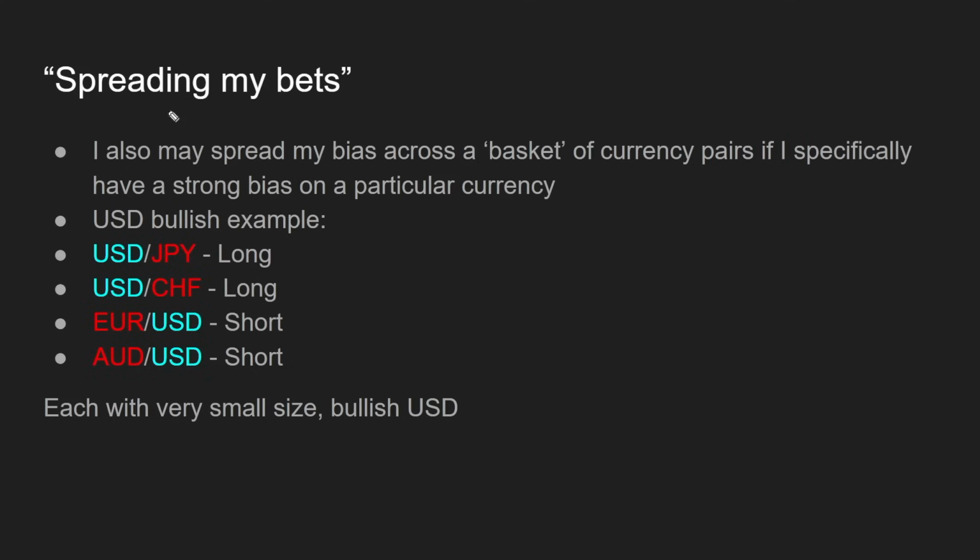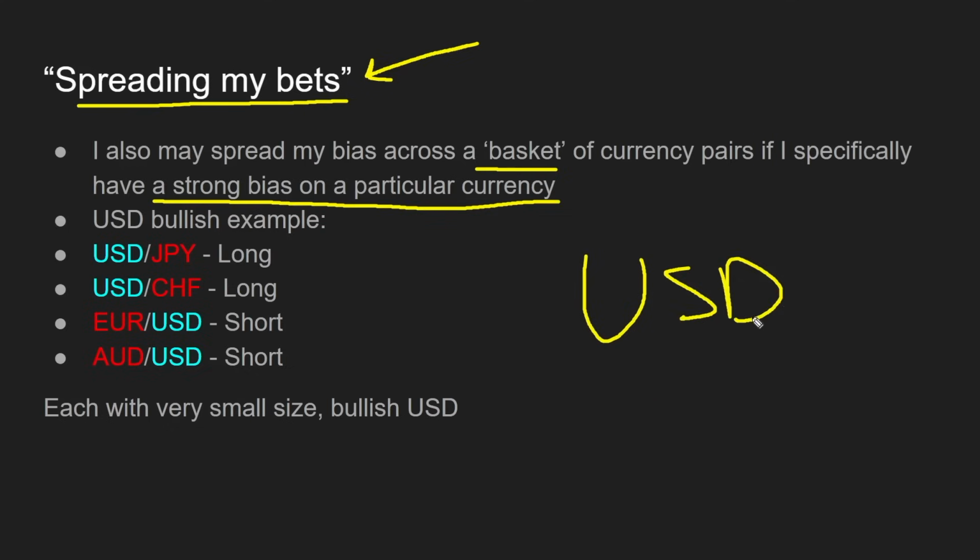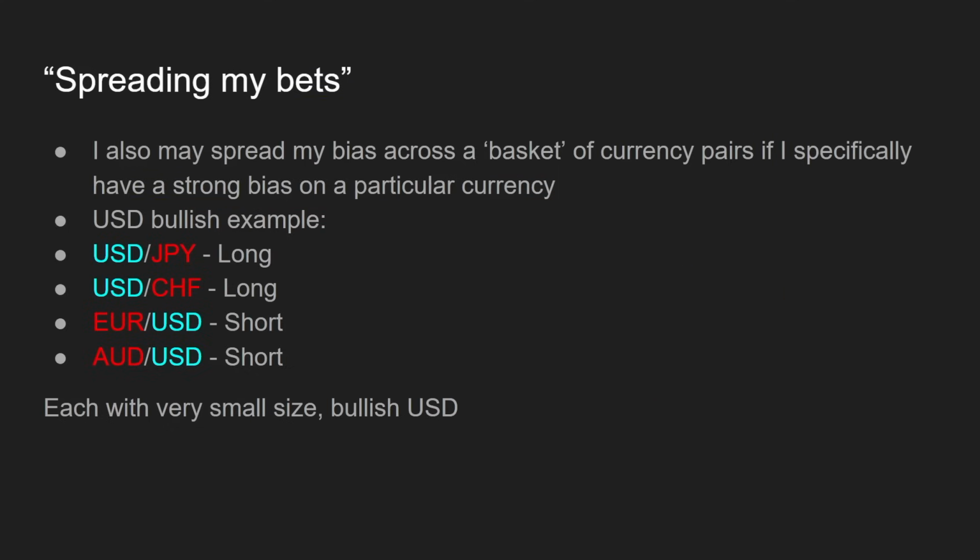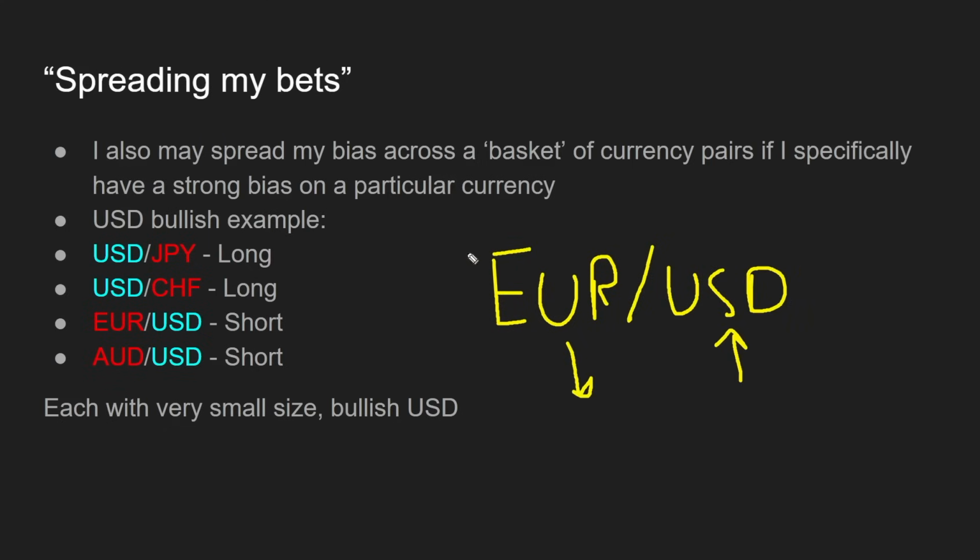So next up, I want to talk about another risk management concept, which is spreading bets. Spreading my bets across a basket of currency pairs if I have a strong bias in a particular currency. Let's say, for example, that I think the dollar is likely to go bullish. If that is the case, instead of going all in on a short or isolating the trade into just shorting the euro and buying the dollar, what I could do instead is build a basket.